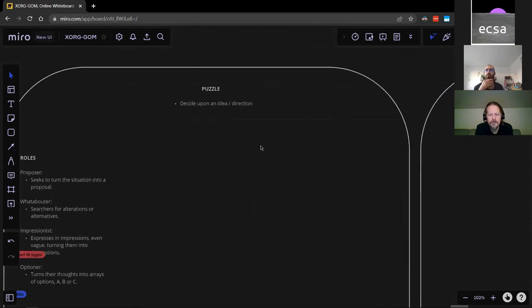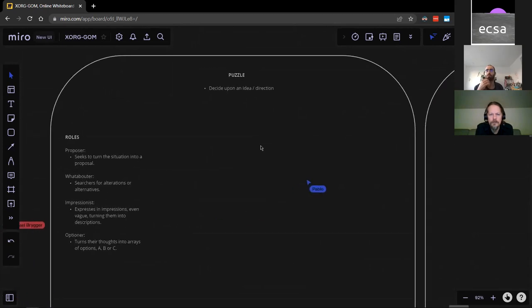And the rooms are really at the same time process states. So for example, this has in the beginning a puzzle, so-called, and the puzzle is: decide upon an idea direction.